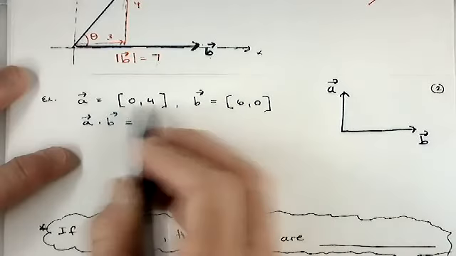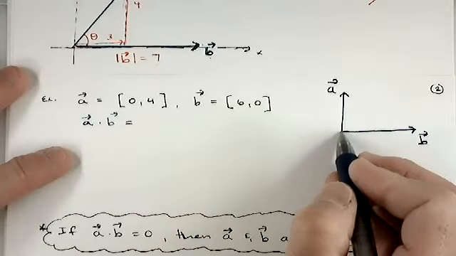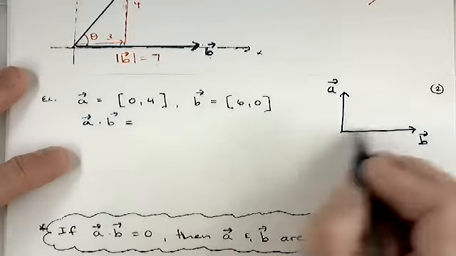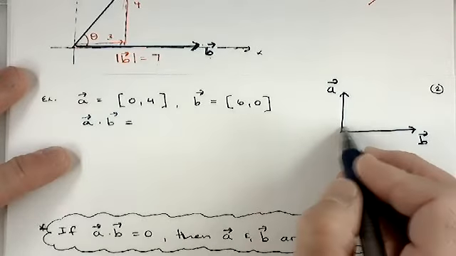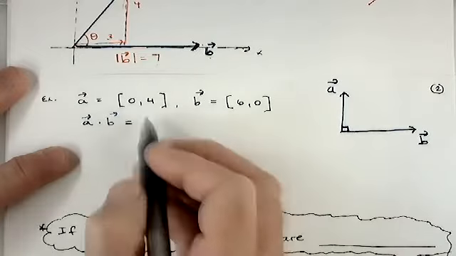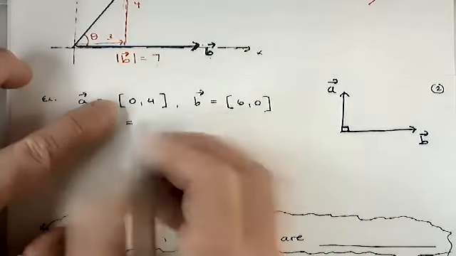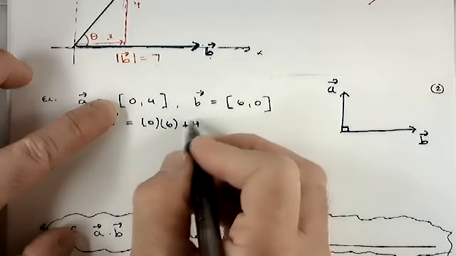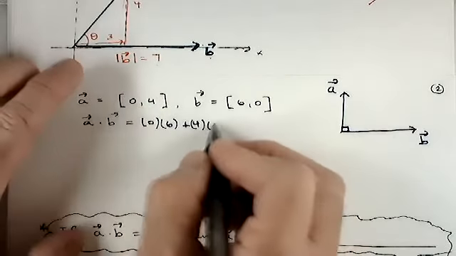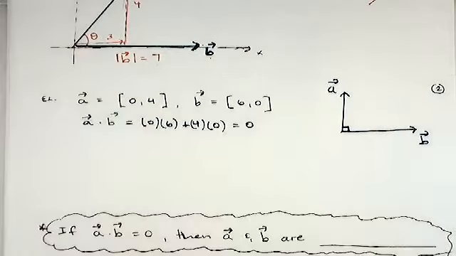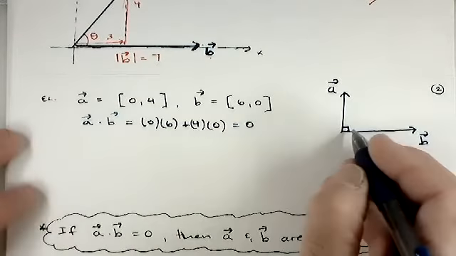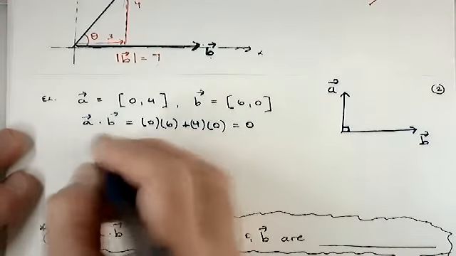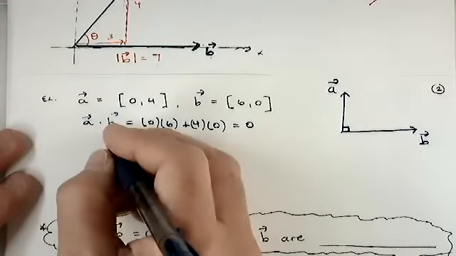Okay, you can see (0, 4), if I started at the origin, would go straight up 4 units. B would go 6 units straight to the right. So we know the angle between those should be 90 degrees. And look at my dot product. What I'm going to get is 0 times 6 plus 4 times 0, which gives me 0, which totally matches up with my other definition, right?